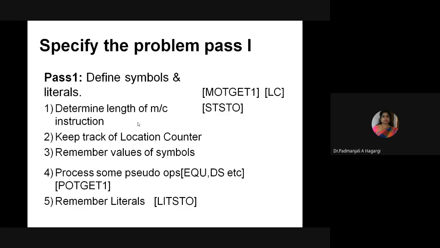What are the values of the symbols? For example, ADD A, B: if I'm using the symbols A and B, what is the value of A? Maybe I'm using a literal label to give the value for A and the value for B. We need to specify all those in pass one. In the pass one algorithm, it processes some pseudo-ops, like EQU and declaration storage. We need to keep track of all those forward references, and remember the literals and the list of literals in the program.